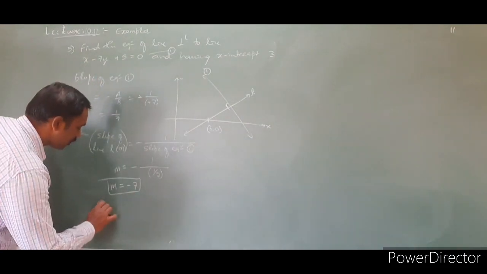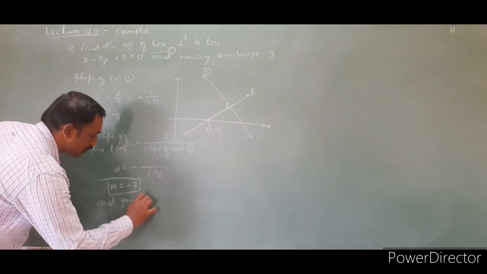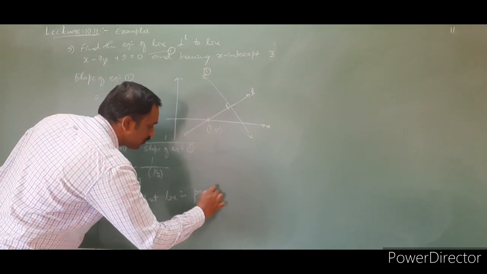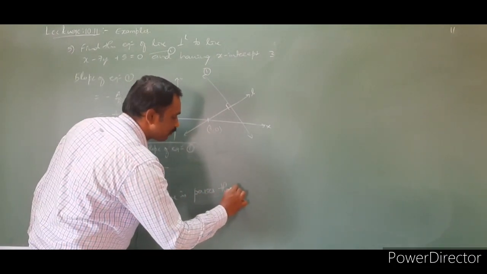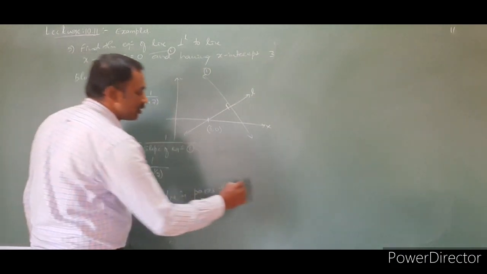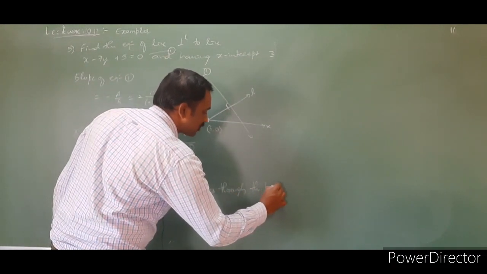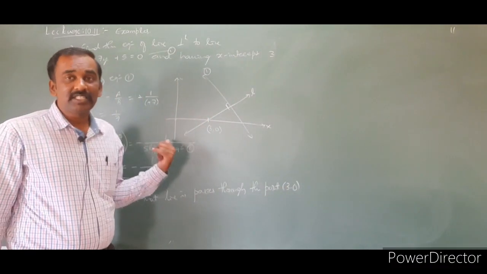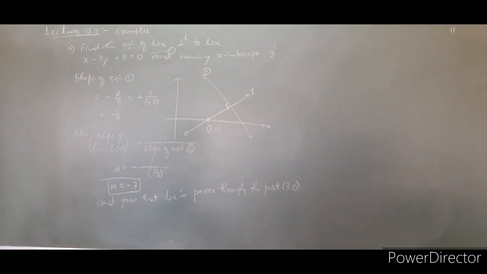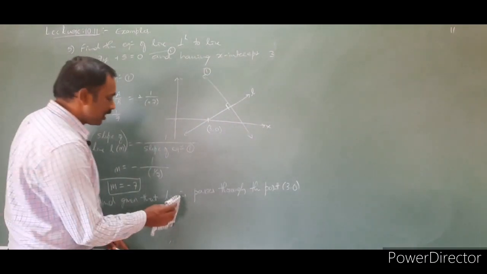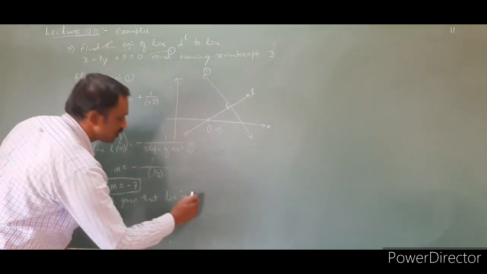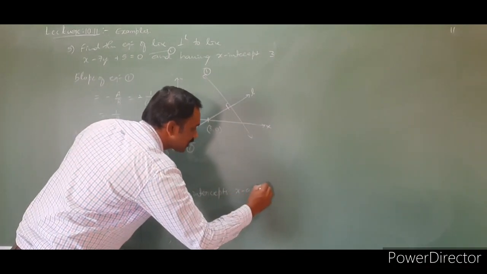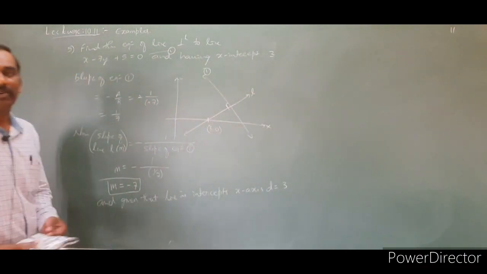And given that the line passes through the point 3, 0. Either you can use this condition or the x-intercept. Given that the line intercepts the x-axis, intercept on the x-axis means the d value. What is the d value? d is equal to 3.